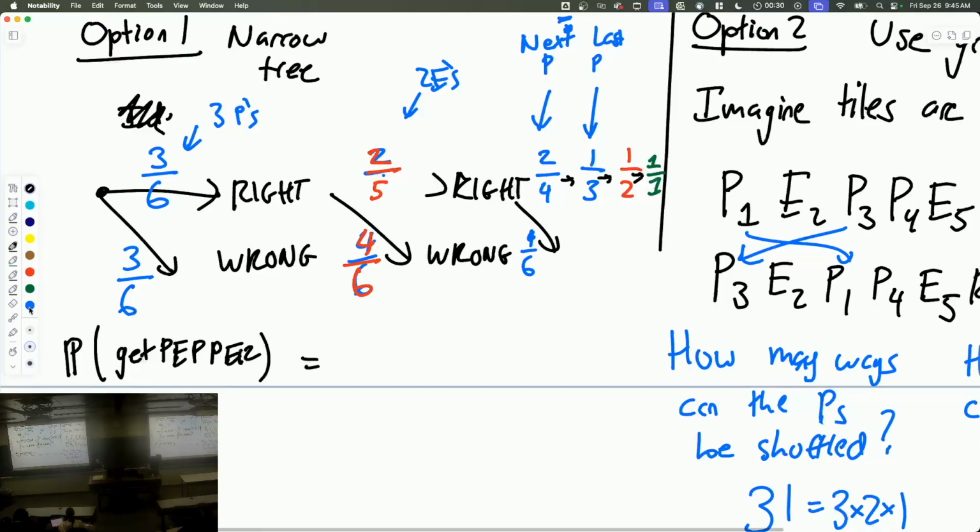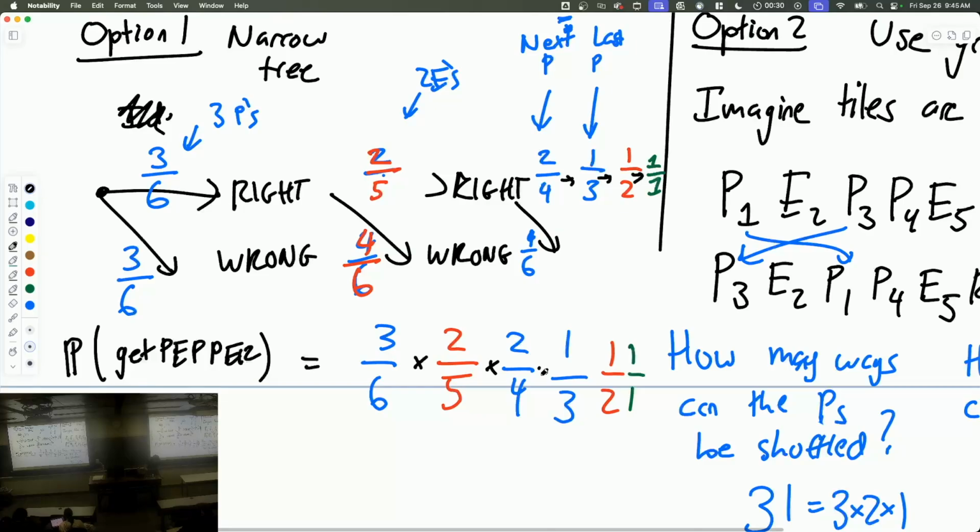It is 3 out of 6. Then it's 2 out of 5 for the E. Then it is 2 out of 4 for the next P, 1 out of 3 for the last P, and 1 out of 2 for the E, and 1 out of 1 for the R, and all of these things get multiplied. And the reason I'm showing you this is because you can see in here, there's the 3 factorial, 3 times 2 times 1, and the 2 factorial, 2 times 1.